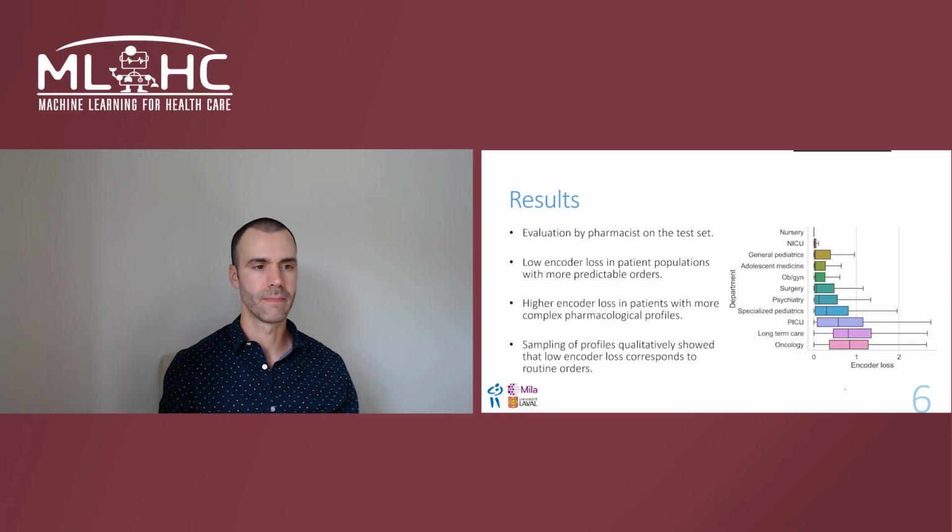On the test set, we observed that patient populations with more predictable order patterns, such as neonatal intensive care patients and OBGYN, showed lower encoder losses, and that populations with more complex profiles, such as pediatric intensive care, long-term care, and oncology patients, showed higher encoder losses.